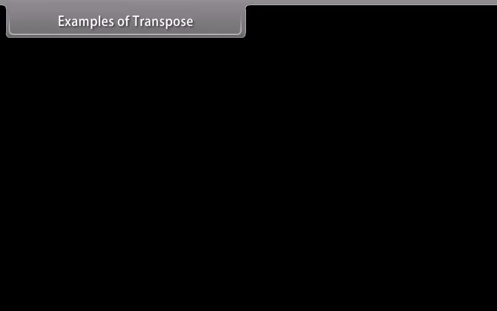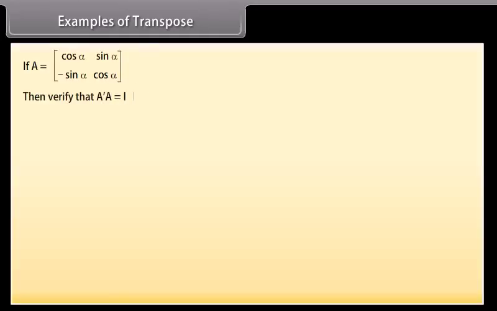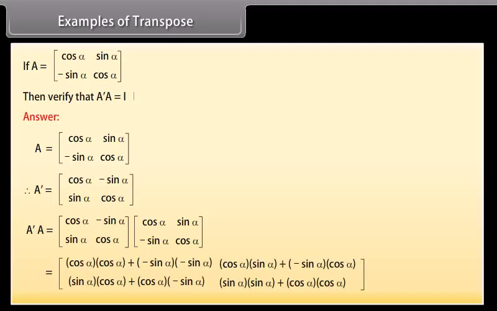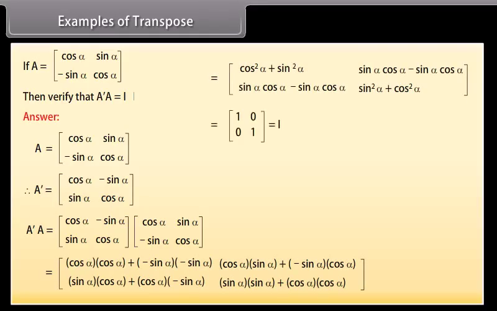Examples of transpose. If A is given, then verify that transpose of matrix A into matrix A is the identity matrix. A is given. Therefore, its transpose A dash is the matrix with first row cos alpha, minus sin alpha, second row sin alpha, cos alpha. Multiplying A transpose and A and solving, we get A transpose A is equal to the identity matrix, hence verified.